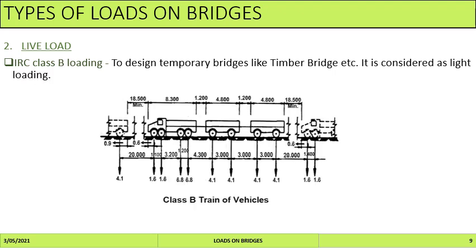And Class B loading is used for design of temporary bridges like timber bridges. It is considered as light loading. Here we can see the load coming on the vehicle is lower than the loading coming on Class A loading, a Class A train of vehicles.